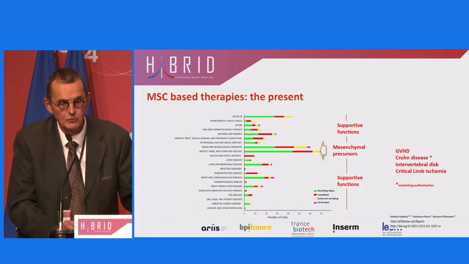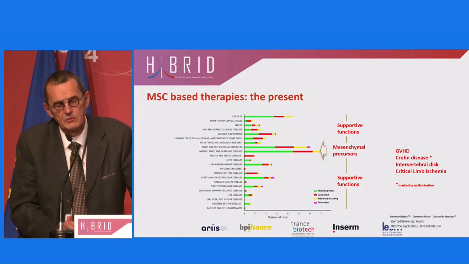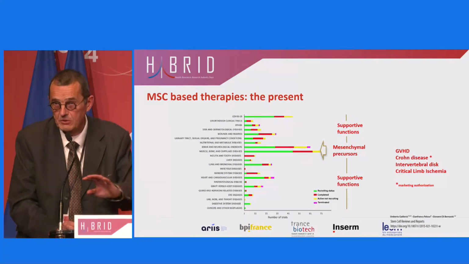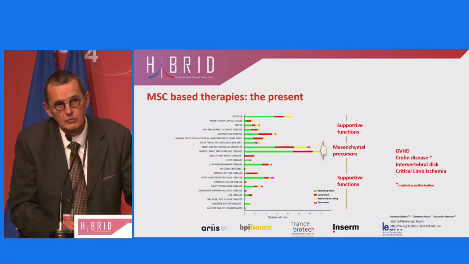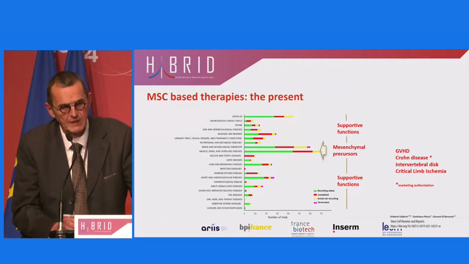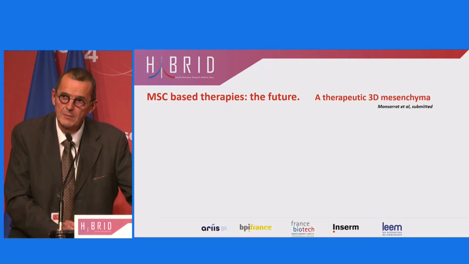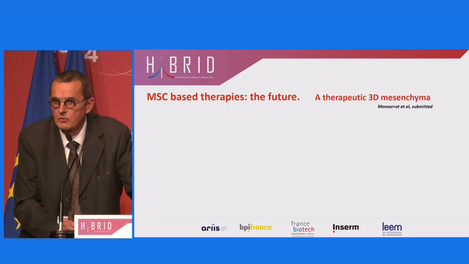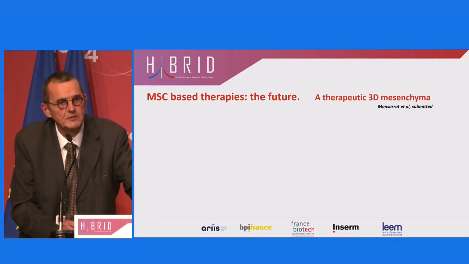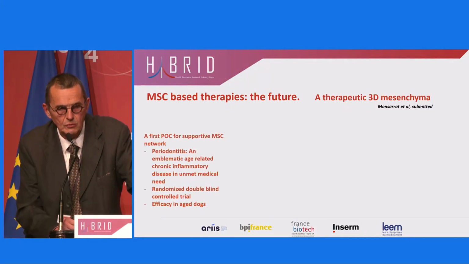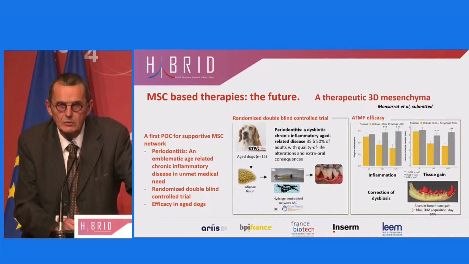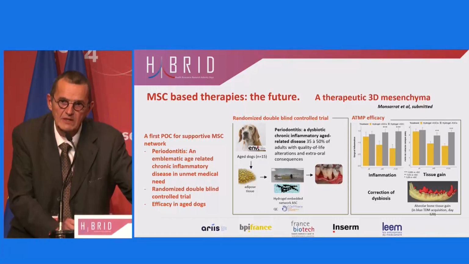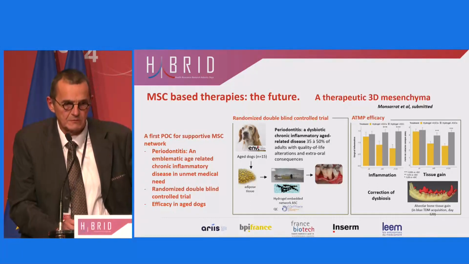Now, how can we move forward? In fact, the results obtained with MSC are relatively variable. And so it's necessary to try to have robust effect. And so to do that, we thought about generating a therapeutic 3D mesenchyma or a therapeutic 3D stroma in order to correct the dysfunction in the tissue. And to make the story short, we made a proof of concept, in fact, in an emblematic disease, which is an age-related chronic inflammatory disease associated with dysbiosis, which is periodontitis.